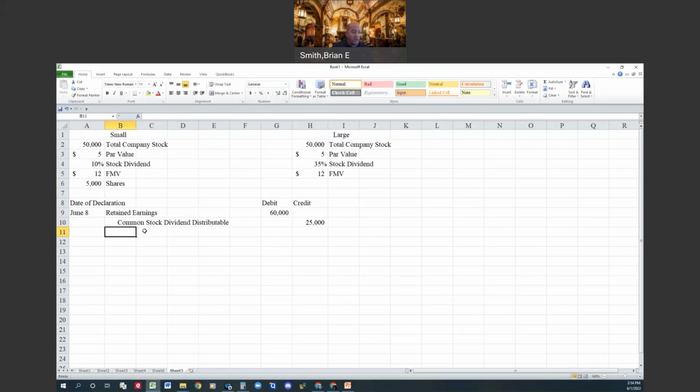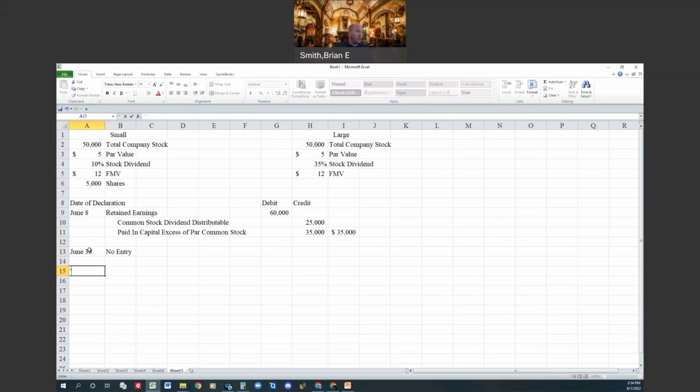Then we're going to have paid in capital in excess of par, common stock. We can either take the difference here, or we can calculate it by taking the 5,000 shares and multiplying it by the fair market value minus the par value. Okay, same number. So that is on our date of declaration. Our date of record, June 30th, is no entry.